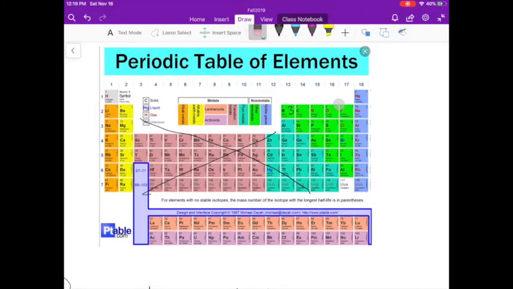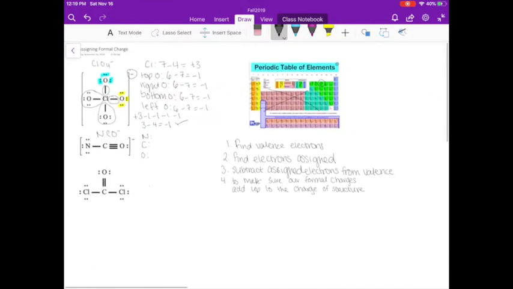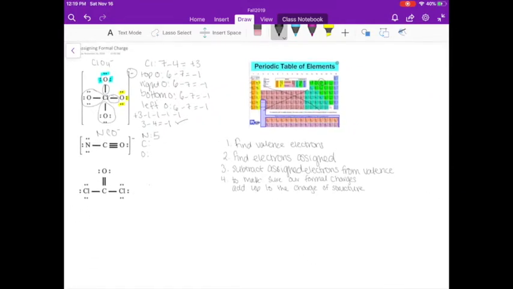Returning to our periodic table, we can locate nitrogen right next to oxygen in the 15th group. And then counting our way over, we see that it has 1, 2, 3, 4, 5 valence electrons. So then returning to our structure, we can say that it has 5 valence electrons.